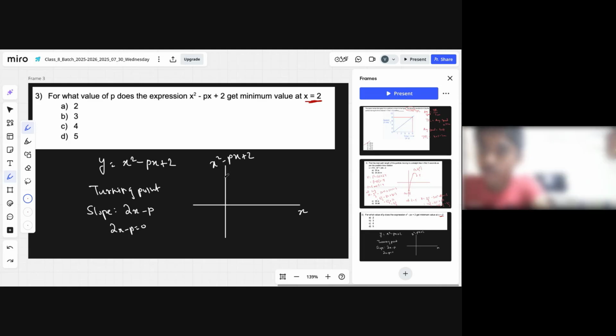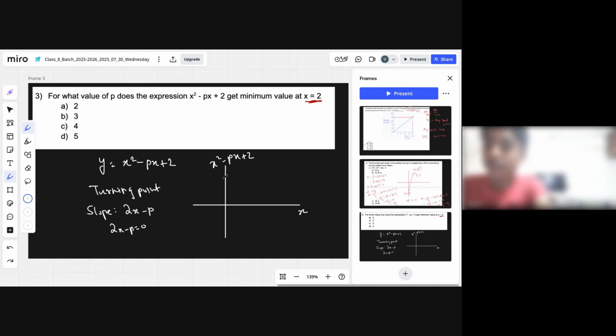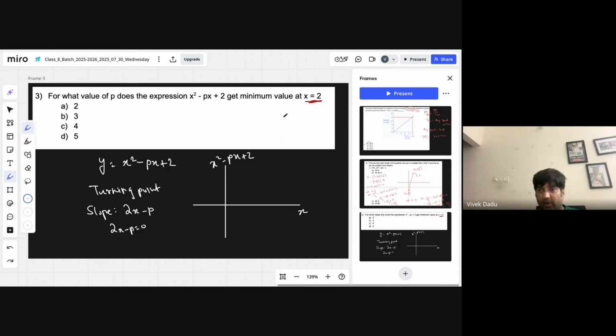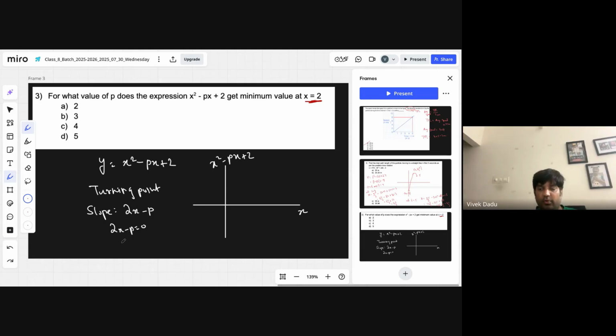Sir, I have a doubt. Sure, ask. Sir, is there any need to plot the graph for this? Because they told we have to get the minimum value at x equal to 2. So can we just substitute x equal to 2 in the expression? Yeah, that's what I will also do. This is just to explain the concept. Sir, won't the answer come as 5? No, put x equal to 2. What do you get? 2 into 2 minus p equal to 0. P equal to 4. Right?